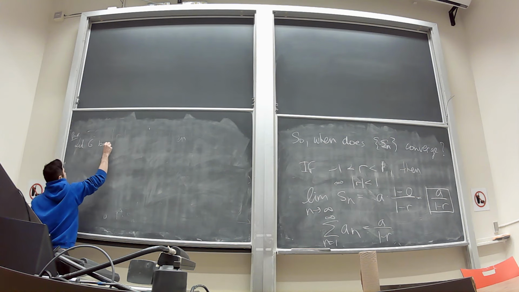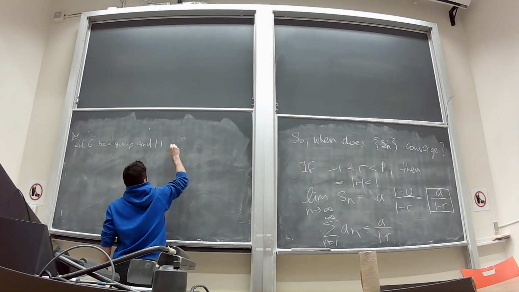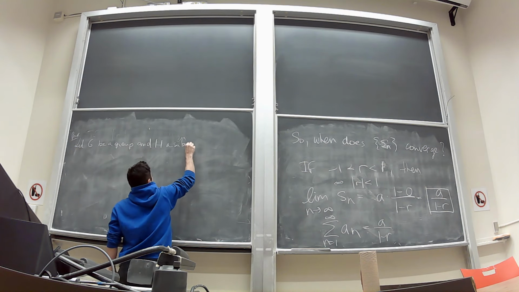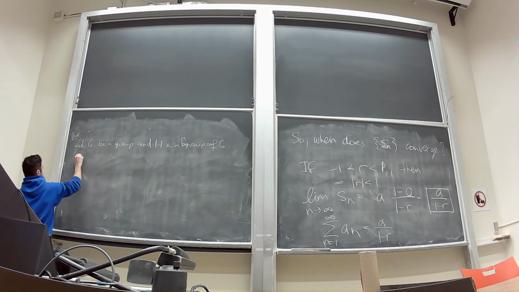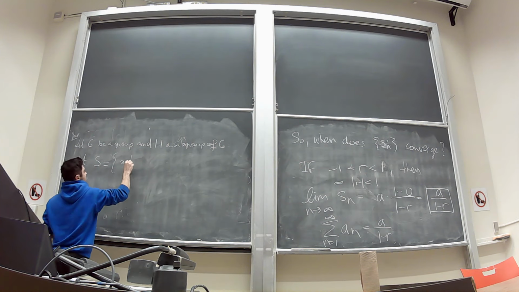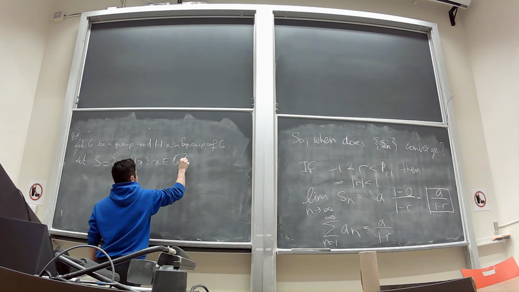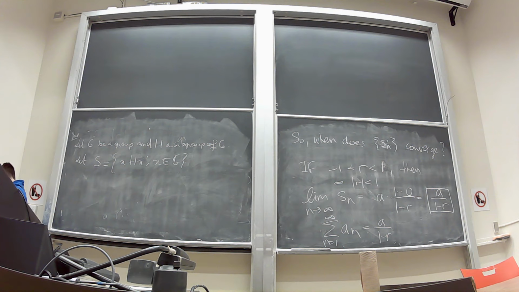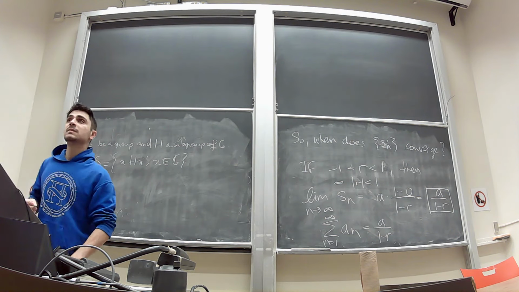Let G be a group and H a subgroup of G. Let S be the set of xHx inverse, as x belongs to G. These are the sets of conjugates of H, right? Yeah? The set of conjugates.